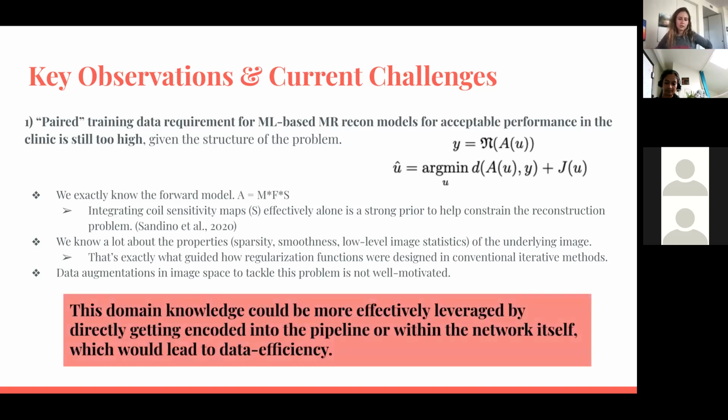So all in all, I'm just saying that the domain knowledge we have can be more effectively leveraged by directly encoding it into the pipeline or within the network itself, which we think would lead to better data efficiency.